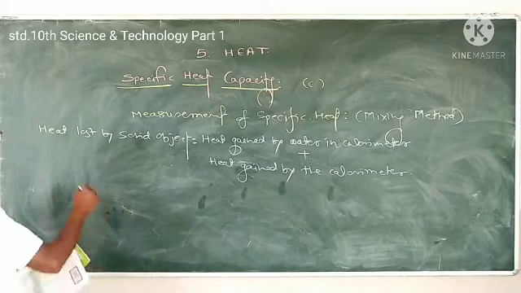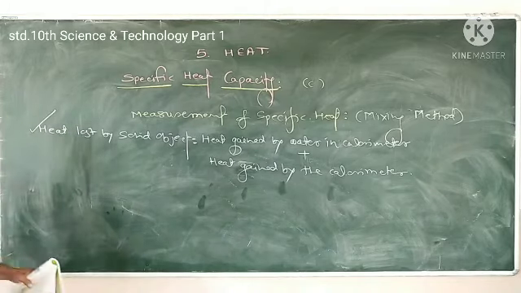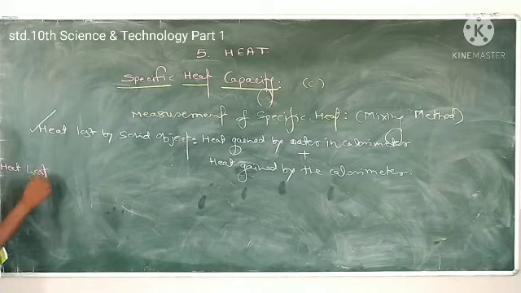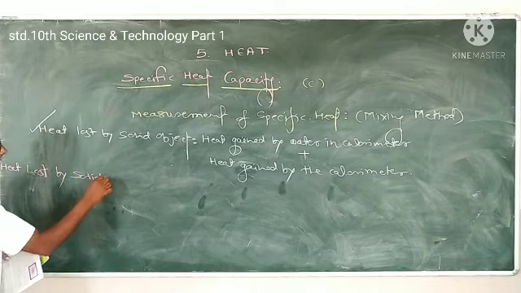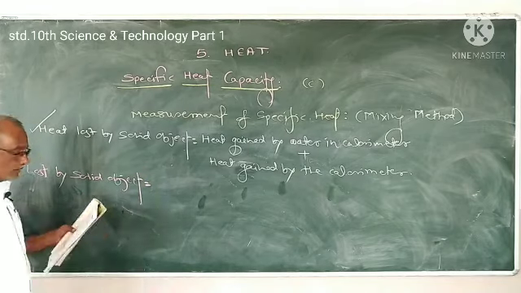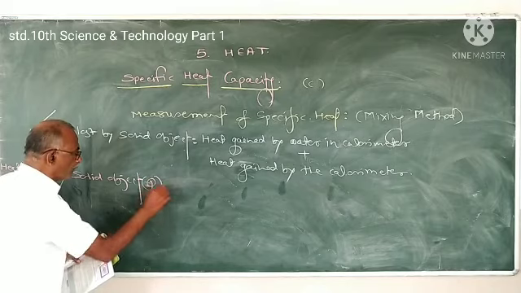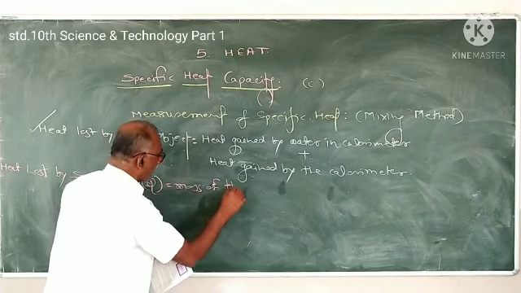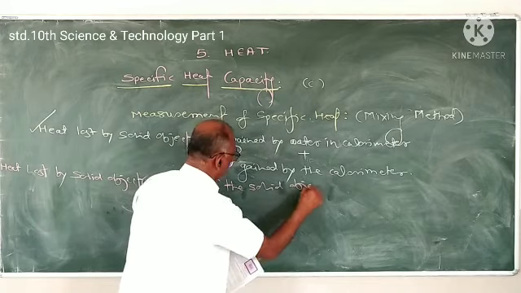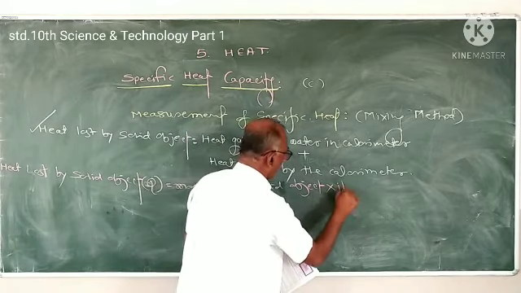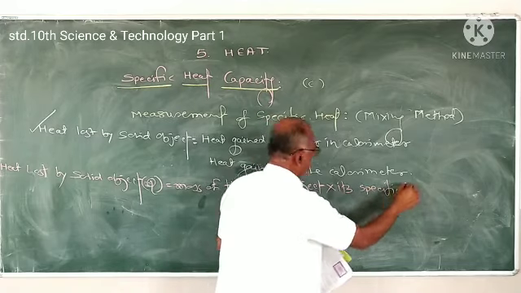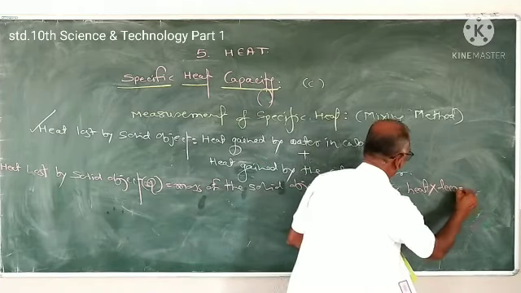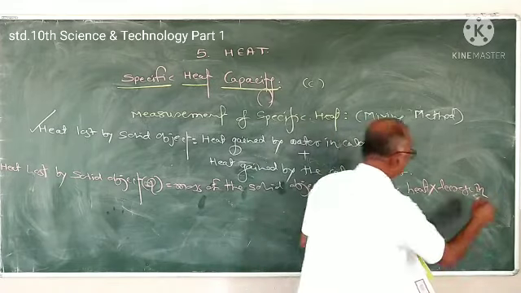Now here, first, heat lost by solid object, denoted by Q, is equal to mass of the solid object into its specific heat into decrease in its temperature.